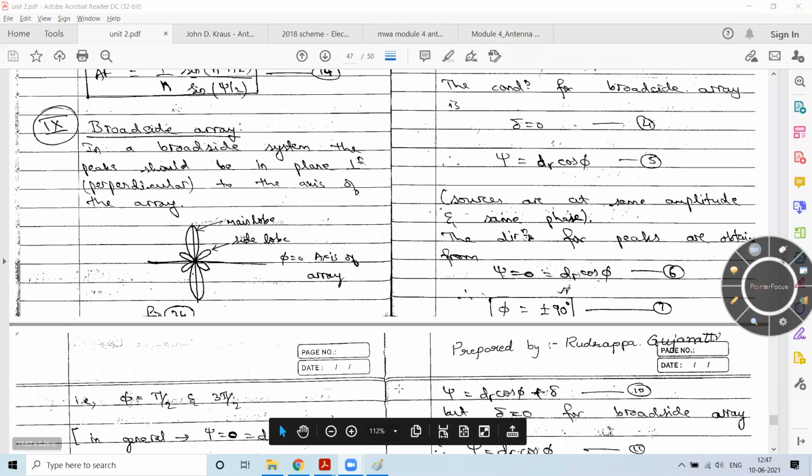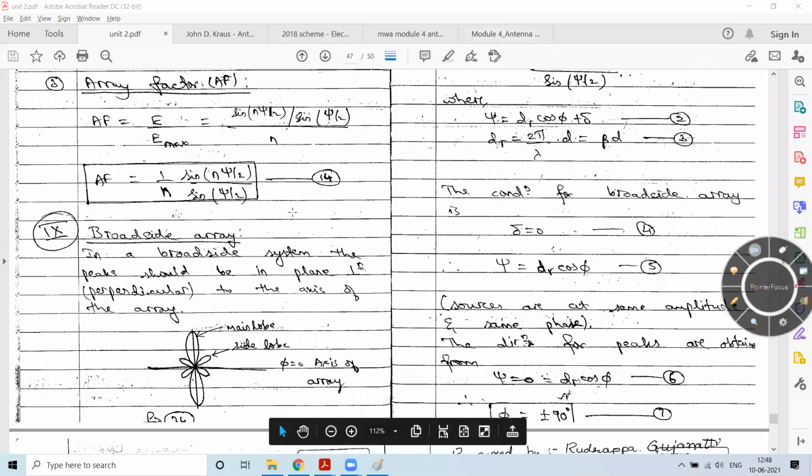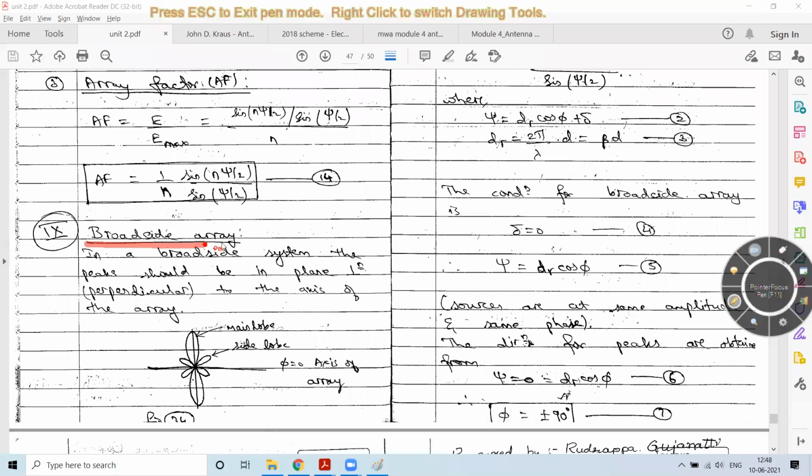So next, we have two conditions, which are a special case. Let us discuss the broadside array and the endfire array. So when do I call the linear n isotropic point sources for the given condition to be a broadside array? Now in a previous discussion, we had discussed that in the radiation pattern, we have main lobe, side lobe, back lobes, and nulls. So all these things we had discussed.